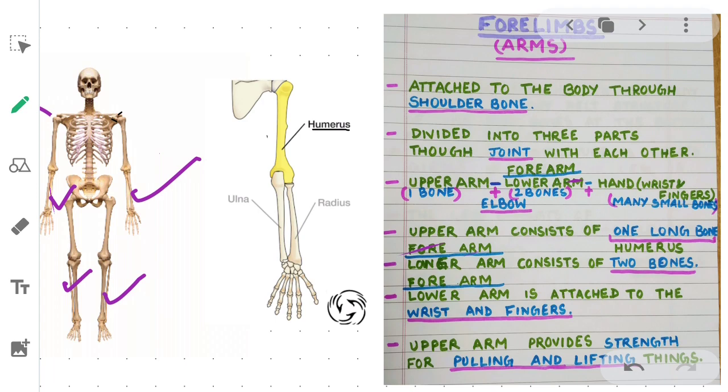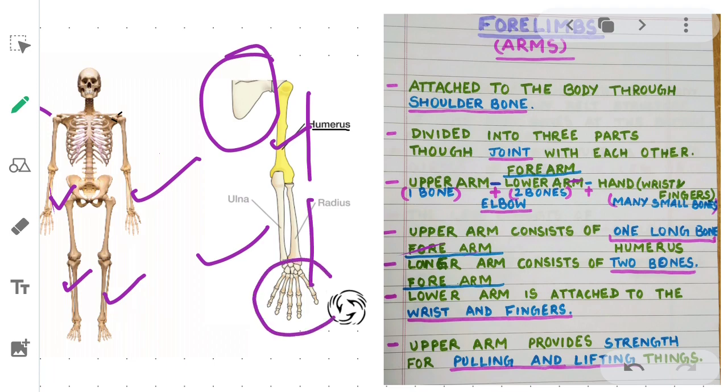Let's see the diagram of the forelimbs. This one is the diagram of the forelimbs. The forelimbs are attached to our body through the shoulder bone. This is the shoulder bone, and with this shoulder bone, the forelimb is attached to our body. As you can see over here, the forelimb is divided into 3 parts: the upper arm, the lower arm, and the hand, which consists of the wrist and the fingers.